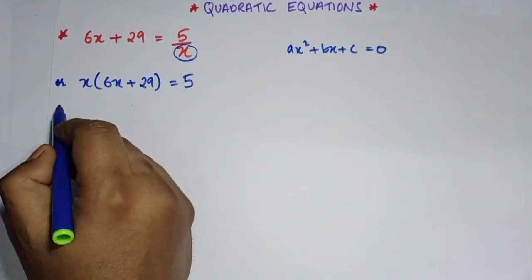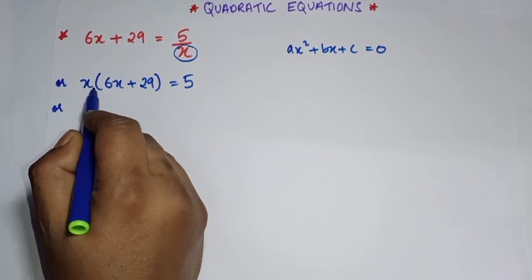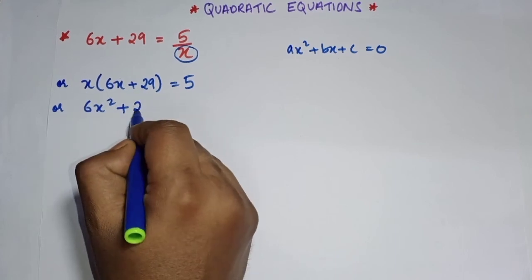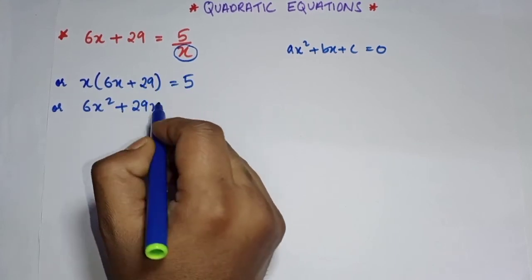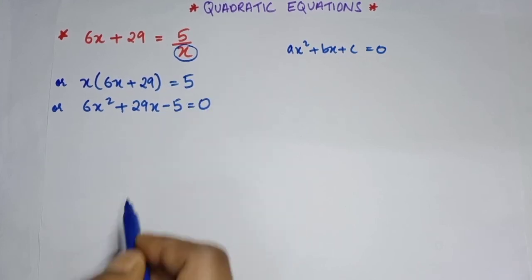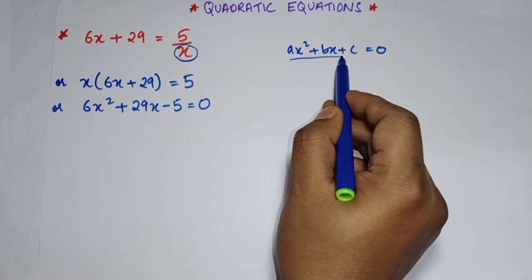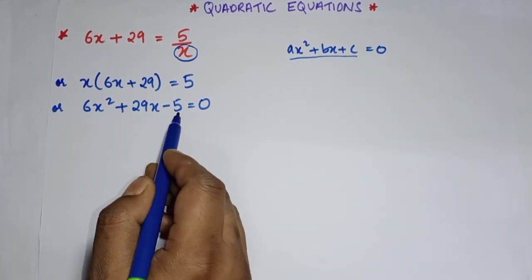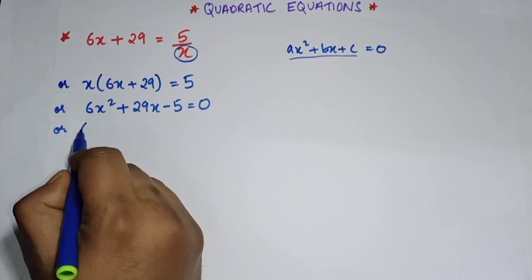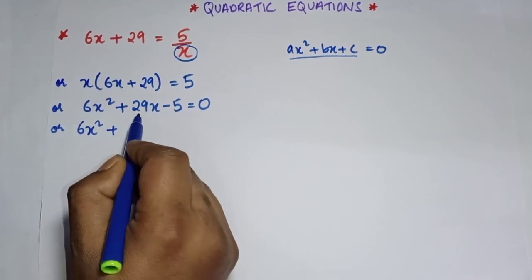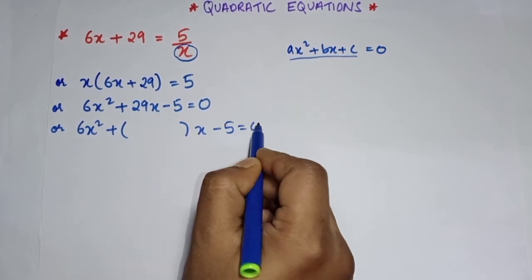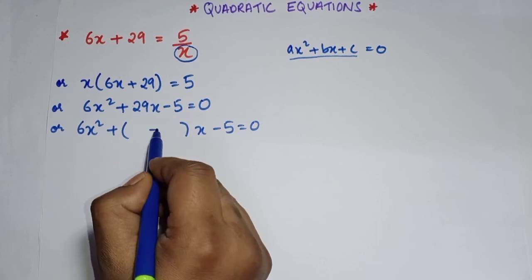This type of sum just now only we have solved. So what will be this? Multiply now: 6x square plus x into 29, 29x. Now this 5 I'll bring, so it will be plus 5. When I bring this side it will be minus 5 equals 0. So now it's coming in the form of ax square plus bx plus c is equal to 0. Now what I have to do? Breaking the middle term. 6x square plus 29x minus 5 equals 0. So this minus will come in the middle.